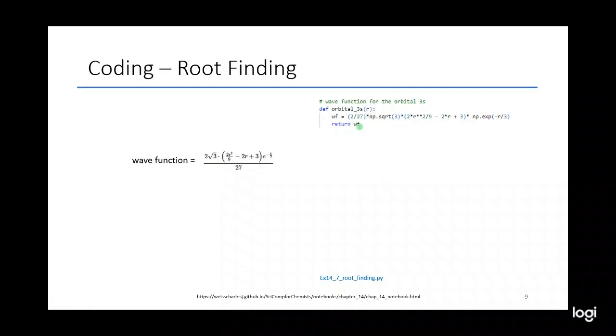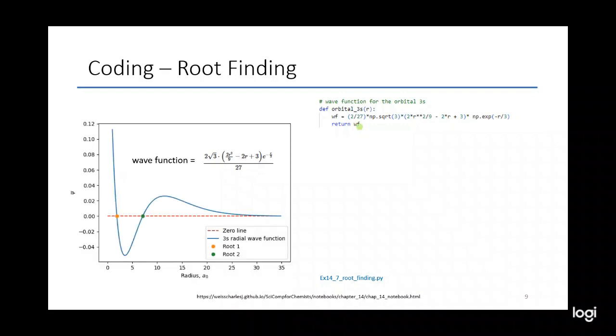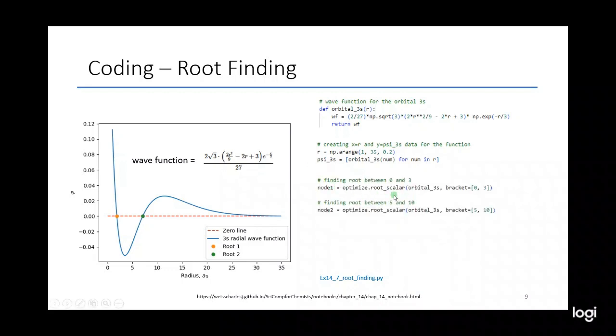Although the plotting part of the code isn't shown here, we created a range of x values and the corresponding y values, psi_3s. To find the roots, we use the root_scalar function with two different brackets: between 0 and 3, and between 5 and 10.